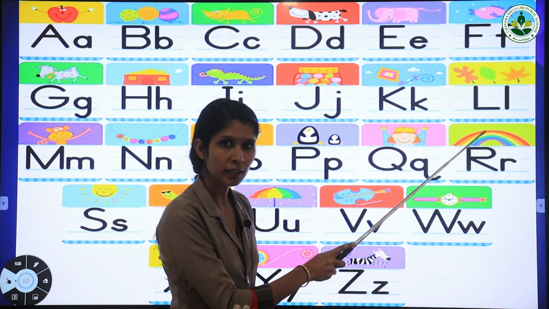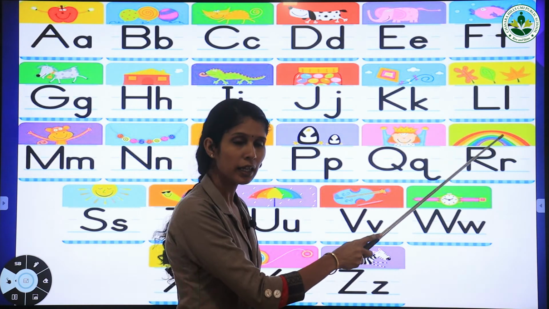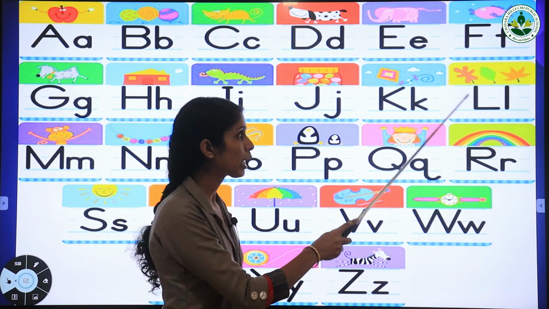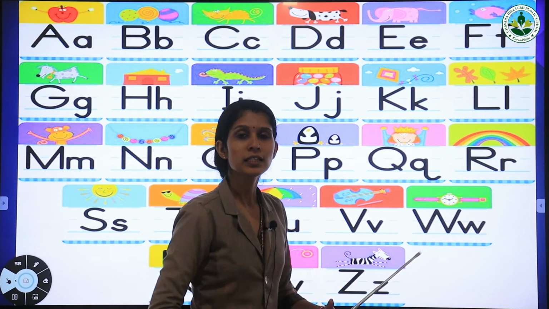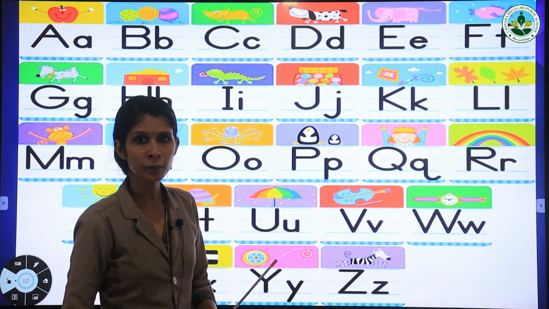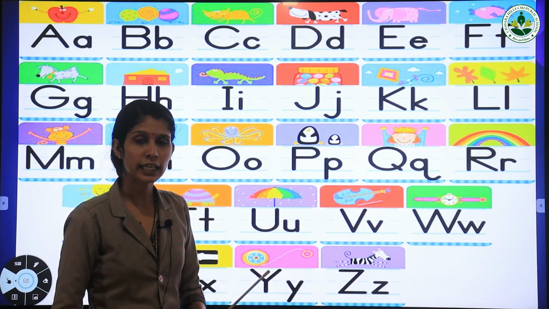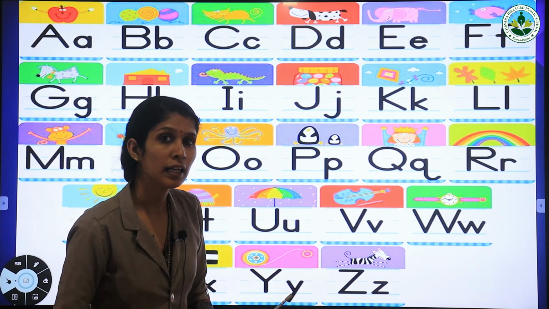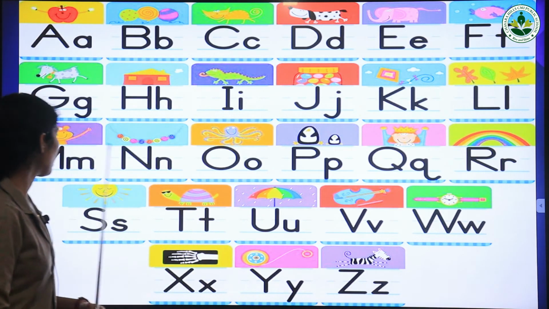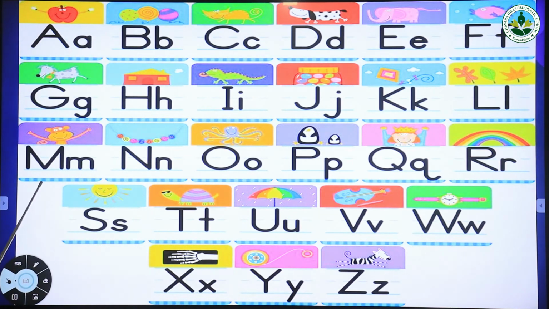Capital letter L, small letter L. Say once again, capital letter L, small letter L. Say the sound of letter L. The sound of letter L is L. What's the sound of letter L? L. And our next letter, letter M.